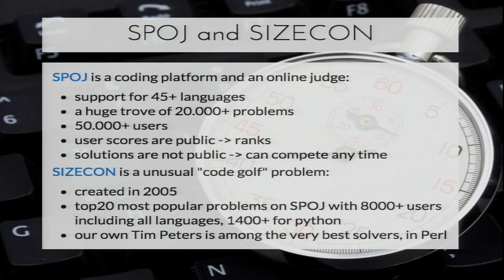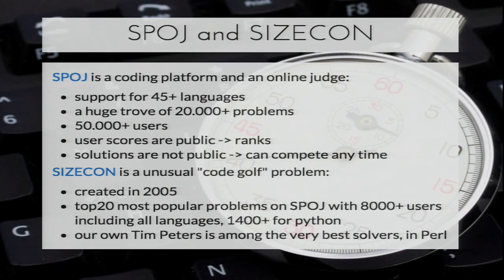So, first of all, for people who don't do coding competitions and don't know what SPOJ is, SPOJ is a coding platform with an online judge. Basically, you can upload problems and people can try to solve them. It supports a huge amount of languages, and it has a really amazing trove of problems. There are around 20,000 problems. A lot of them are quite easy, but some of them are really hard, and some of them can be done just in Python. That is, the only known solutions are in Python. Most of them are for C++, because it is fast and you need fast memory management.